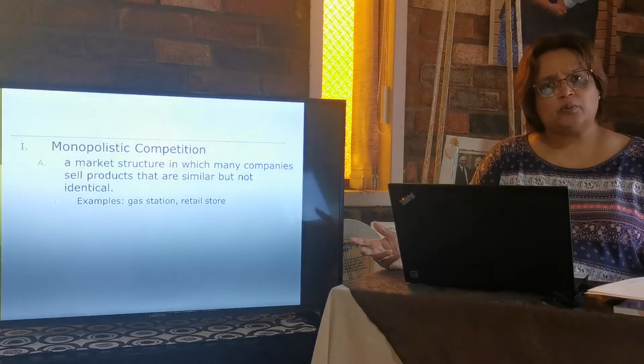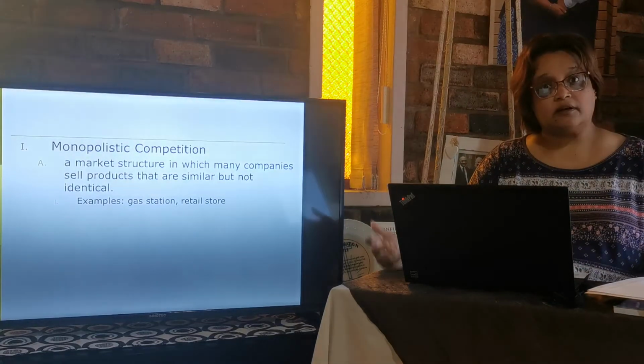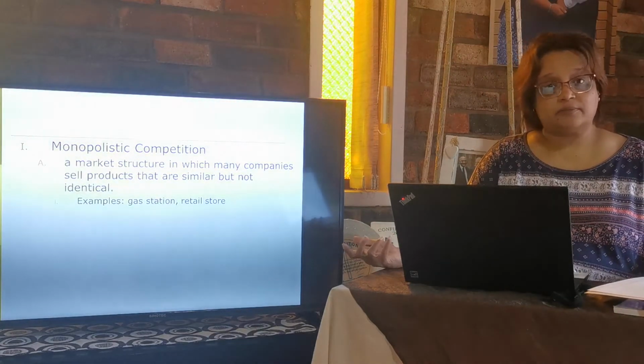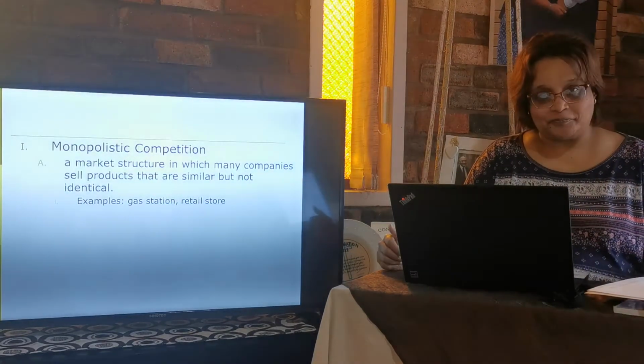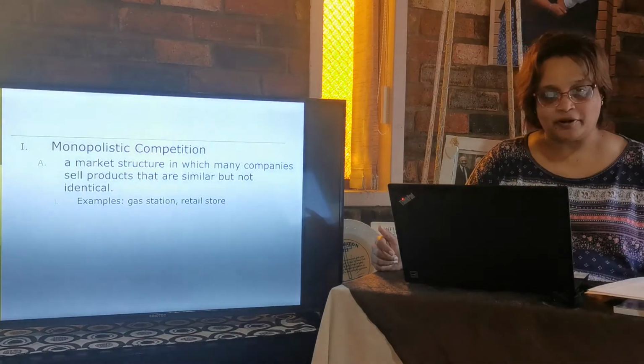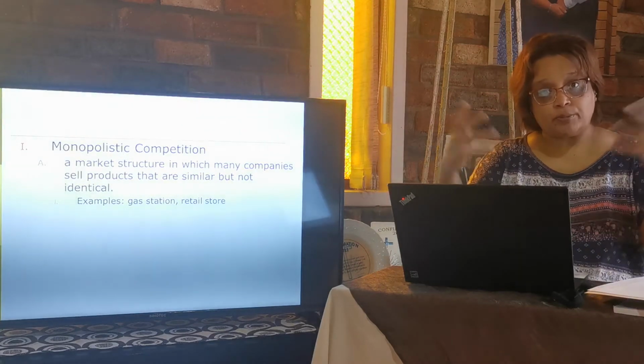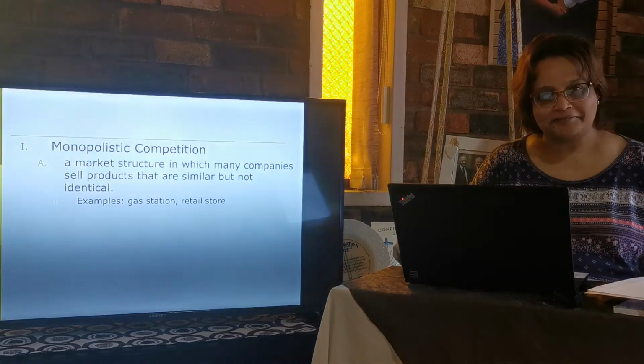Retail stores, we know that retail stores sell the same products, but you won't find the Pick n Pay brand in Spar. You don't find the Spar brand in ShopRite. So we'll have these common products, but different.